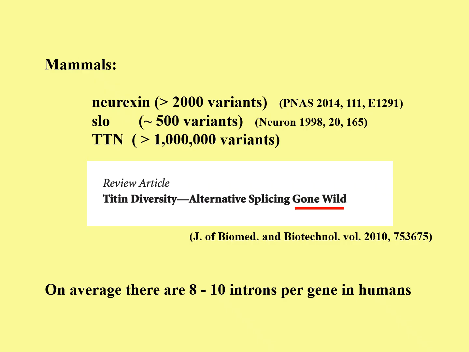In humans, on average, there are 8 to 10 introns per gene. So in higher organisms, cutting and splicing of RNAs is not a rare occurrence, it's common.